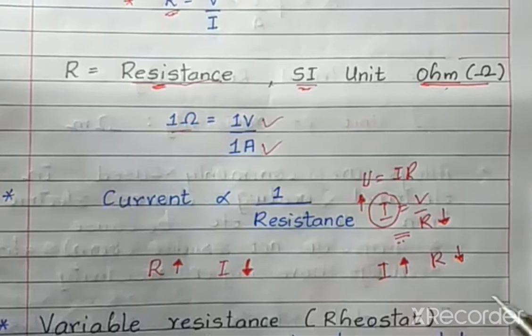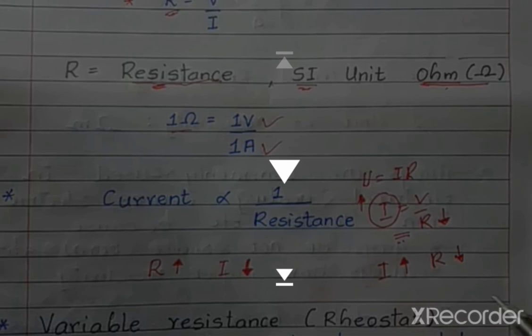See here, current is directly proportional to 1 by resistance, that is, if R increases, current decreases. He can ask this question, one more question. I equal to V by R. If current increases, resistance decreases. If resistance increases, current decreases. This is one of the important points for the exam.